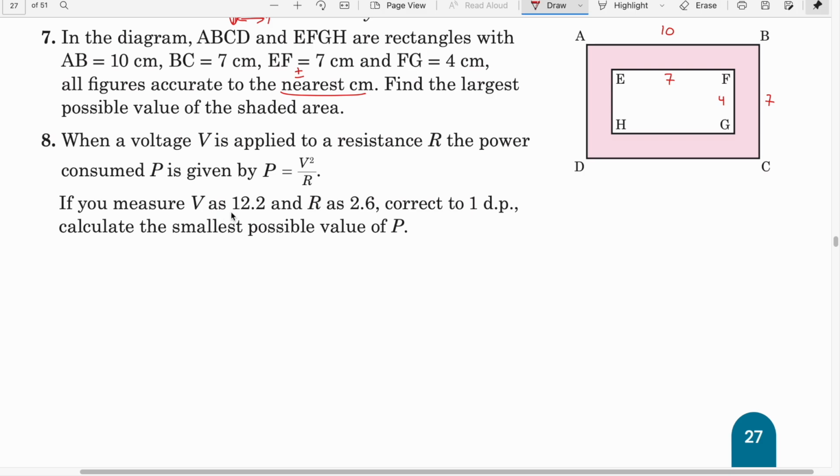Ali, you did question 10 and you got all of them correct. Nearest centimeter means plus minus half of that. So find the largest possible value of shaded area. It would be largest when the outer is greatest and inner is least. So what values should I write for the outer area? Length into breadth minus length into breadth. Values for outer area.